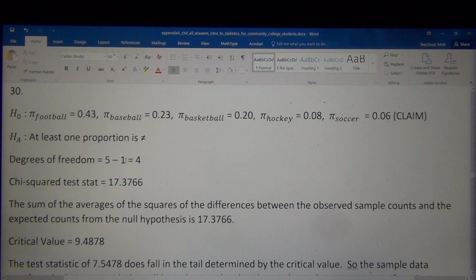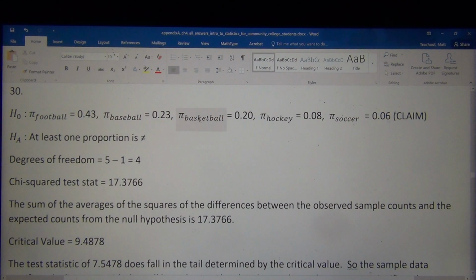So if we're going to write that, we usually write something like this. The pi for football was 0.43, baseball was 0.23, basketball was 0.2, hockey was 0.08, and soccer was 0.06. And this is, by the way, the claim, because they want us to check and see if what they said in the article could hold. The alternative is that at least one proportion is not equal to the percentages listed in the article, whereas at least one of those is wrong.